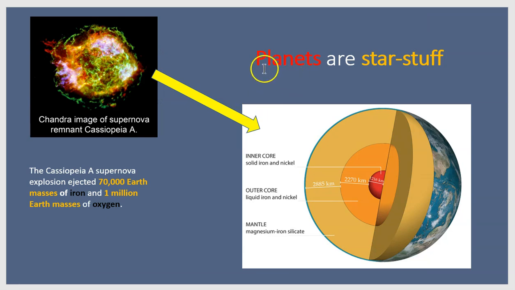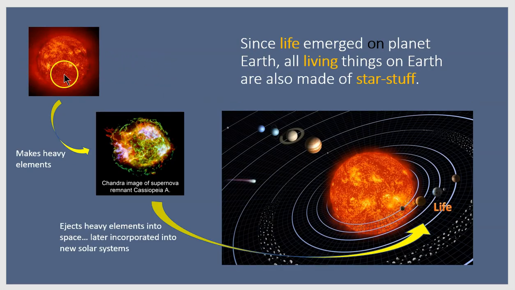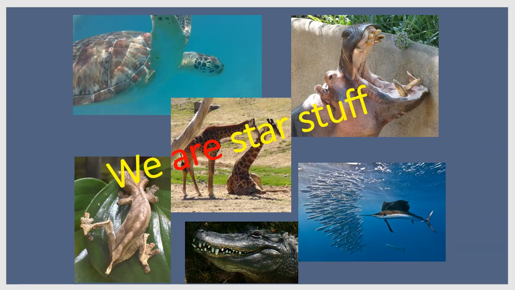And again, then we can say it this way: planets are star stuff. The elements that make up our Earth were formed inside stars or the explosions of stars. And we can go further. We'll start up here at the left. We have a star making heavy elements due to nuclear fusion in its core. The explosion can create even heavier elements, and these heavy elements are precisely the elements that will make up future planets. One of those planets, life emerged. So since life emerged on planet Earth, all living things on Earth are also made of star stuff. We, all of us living things, are star stuff.